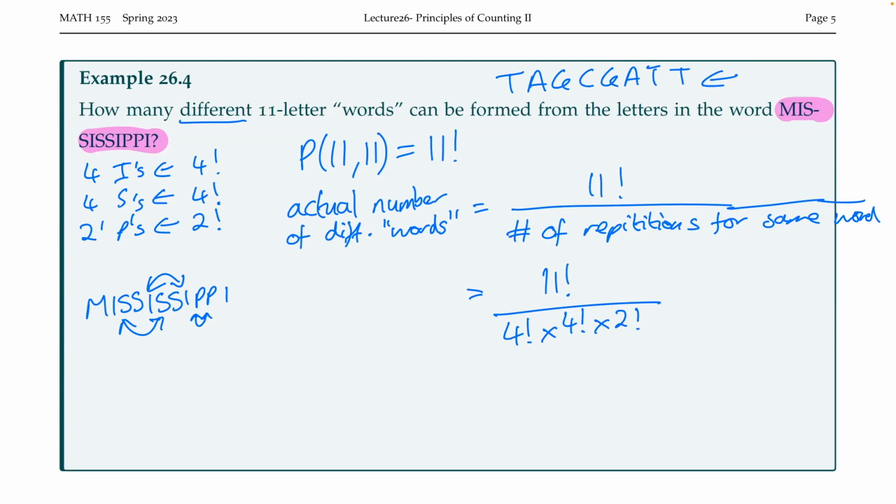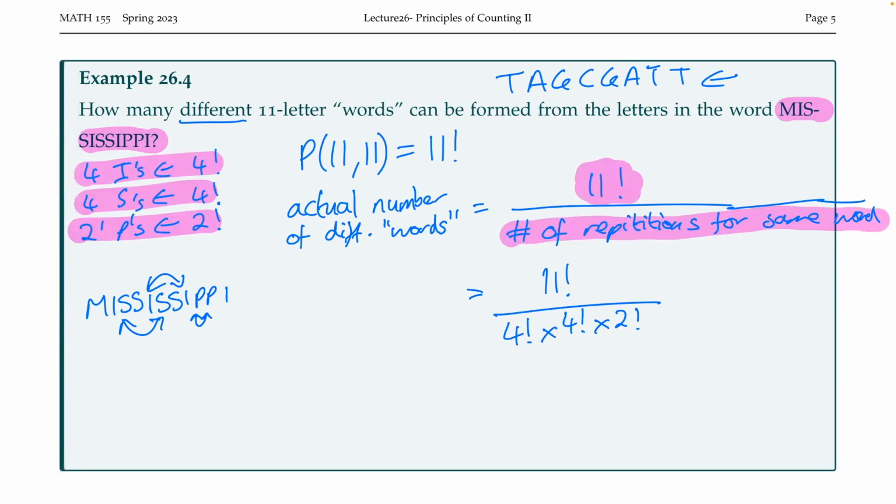So in order to work this out, we need to think about the repetition of our S's, I's, and P's, and we can label these as I1, I2, I3, I4, S1, S2, S3, S4, and P1, P2. And then to work out our actual number of different words, there are 11 possible letters here, and we need to divide that by the number of repetitions for the same word.